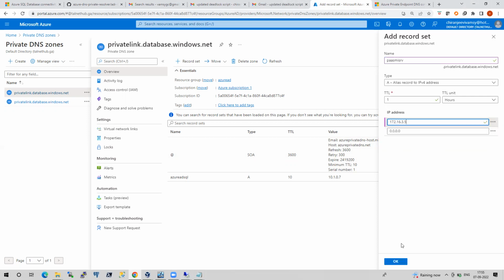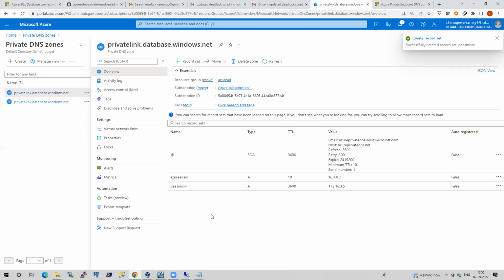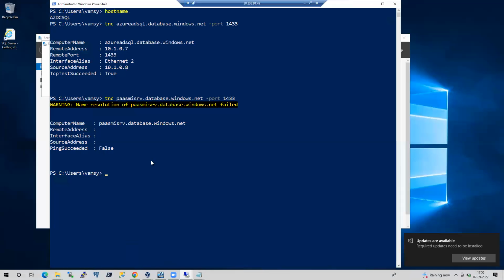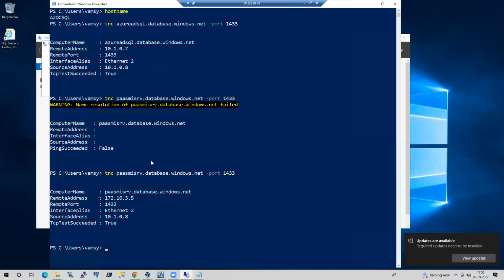172.16.3.5. So once I add this entry, it will create the record inside this private DNS of Microsoft. Okay, and now if I go to my Azure AD SQL, Azure VNet machine, and if I do this one, see, at the very next moment, I'm able to resolve the issue. This is how DNS works, guys.